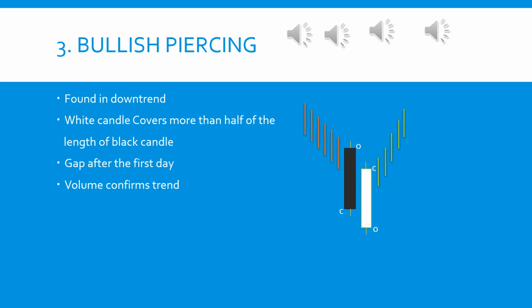Let us come to the third type, which is called the bullish piercing candlestick pattern. It is seen in the downtrend. Here you will spot two candles. The first candle will be a black candle with a larger real body, followed by a gap down, a white candle with a larger real body. The white candlestick over here covers more than half of the length of the red candle. That means it can cover 50% or more than 50% of the red or black candle.